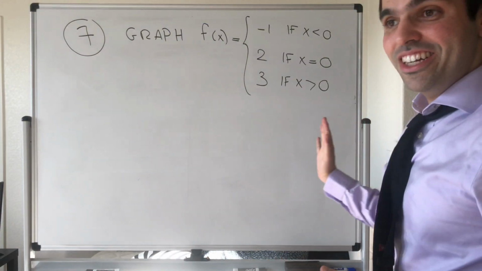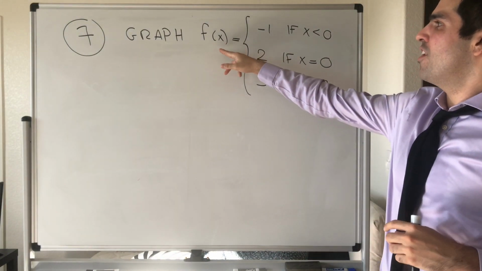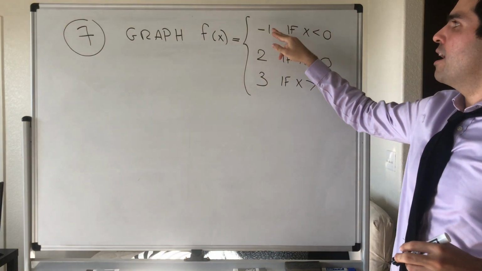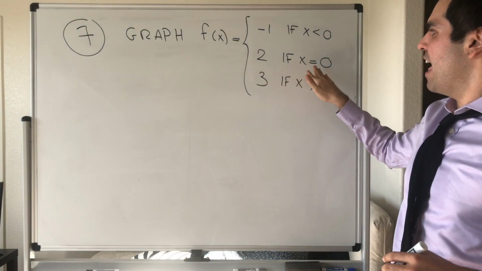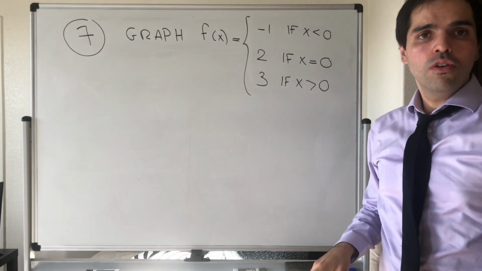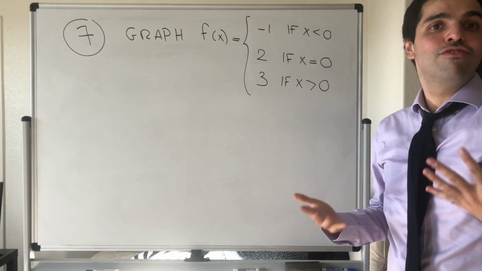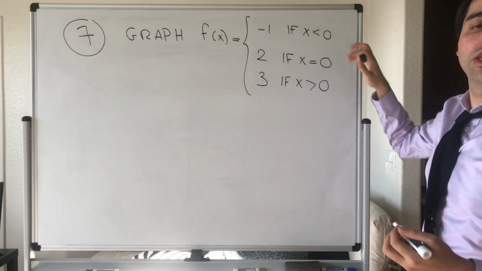All right, next question about piecewise defined functions. So let's graph the function f of x, which is minus 1 if x is negative, 2 if x is 0, and 3 if x is positive. So those kind of functions, they're defined by cases. And the best thing is just to read line by line.